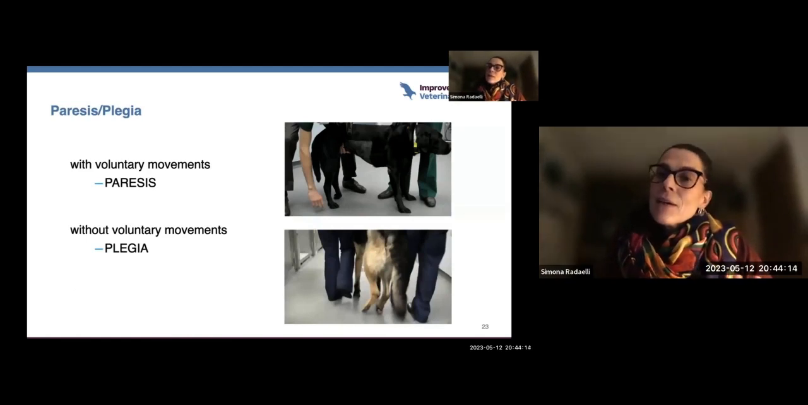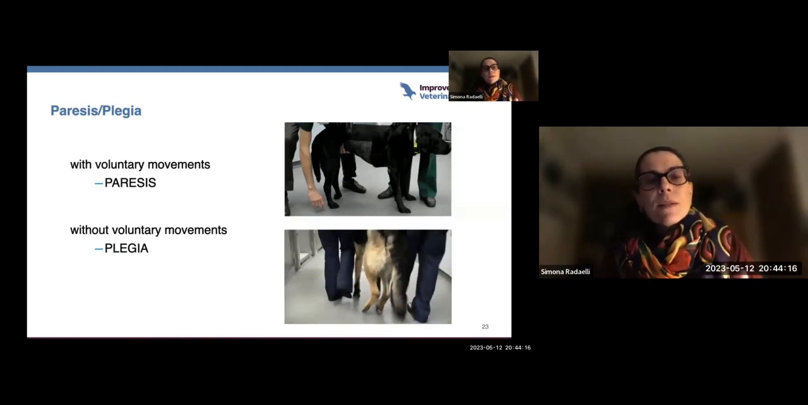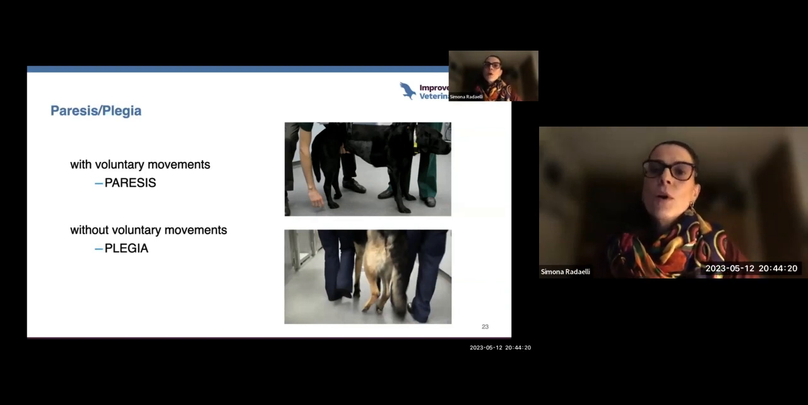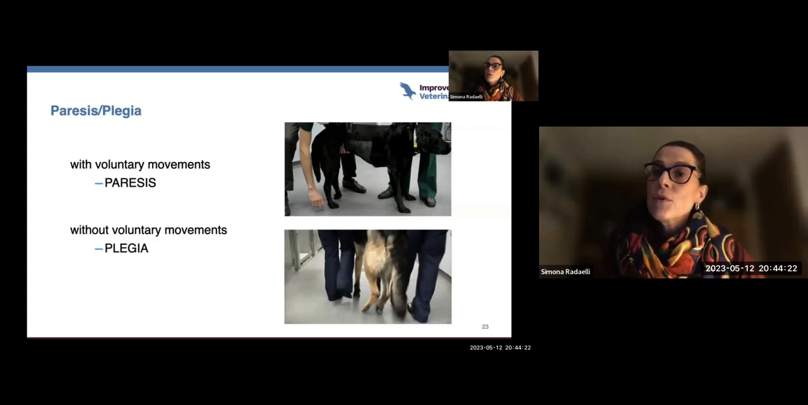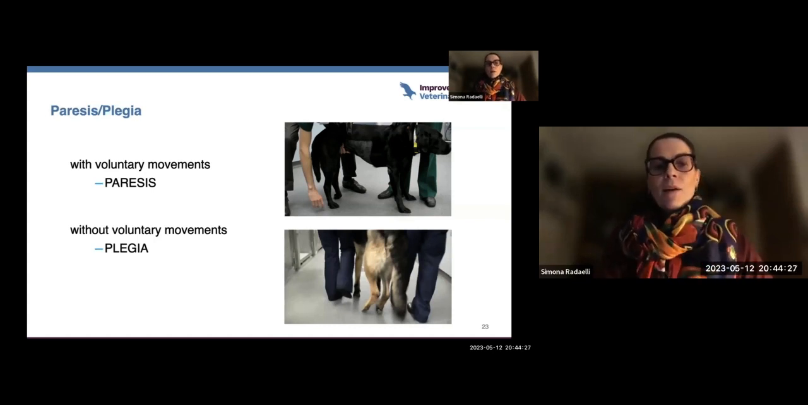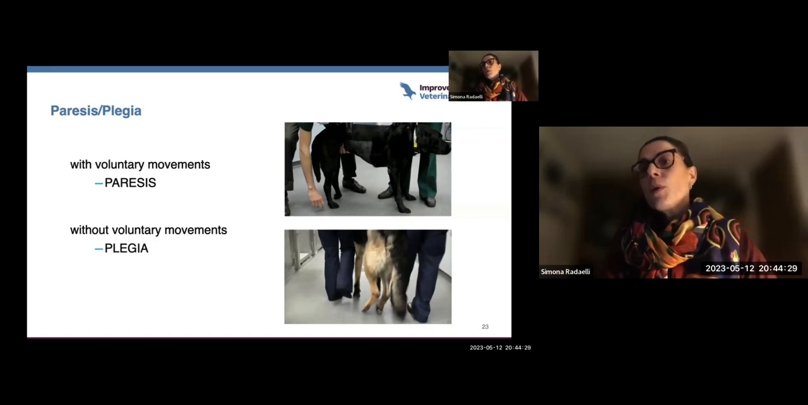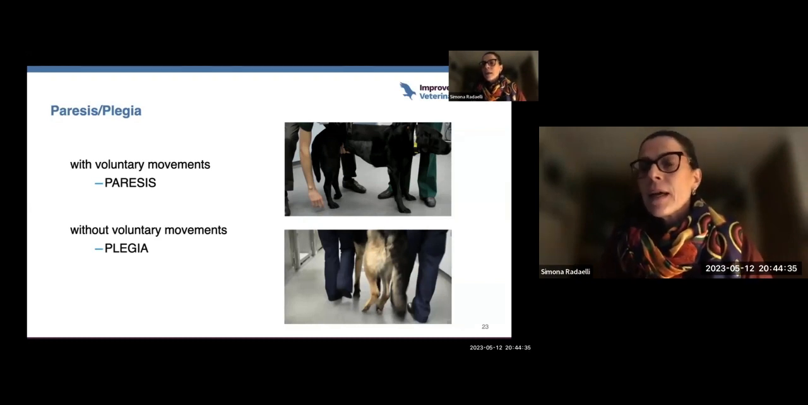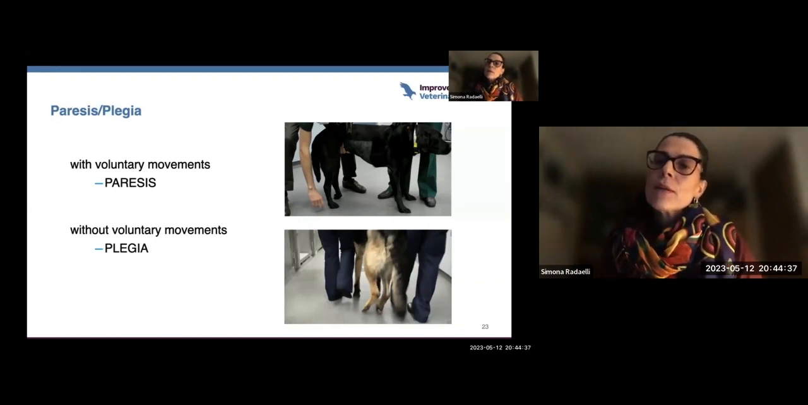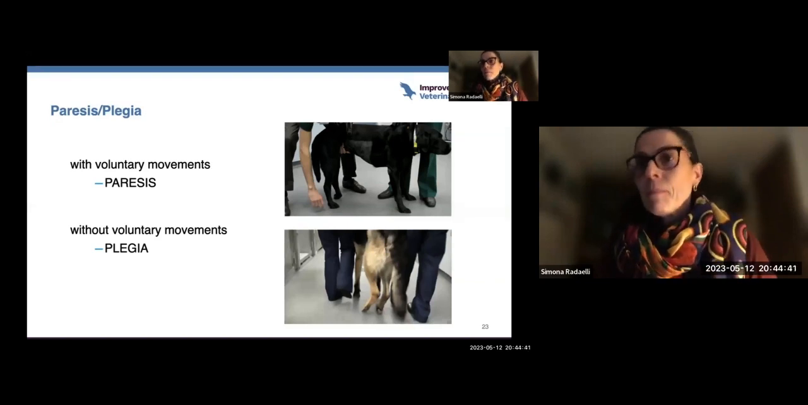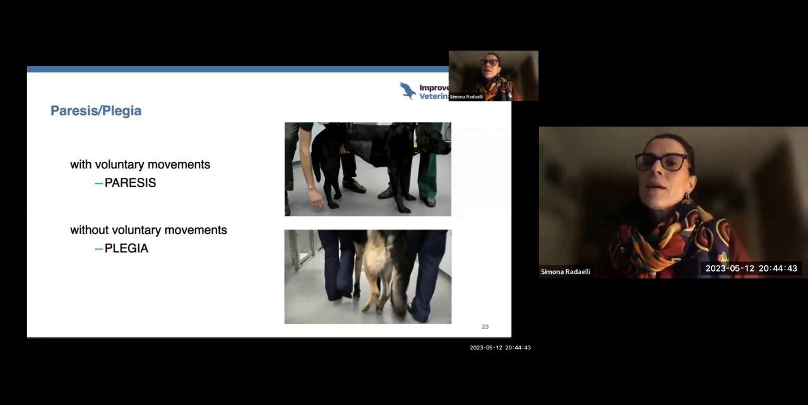So we've seen ataxia and incoordination. This is paresis. Paresis or plegia is weakness. We call it paresis when the animal has voluntary movements, and we call it plegia when there are no voluntary movements. So it's really important to support the animal and check if the movements are there in the legs that we are assessing. And of course, we can add a prefix: mono, para, hemi, tetra, depending on what legs are affected.